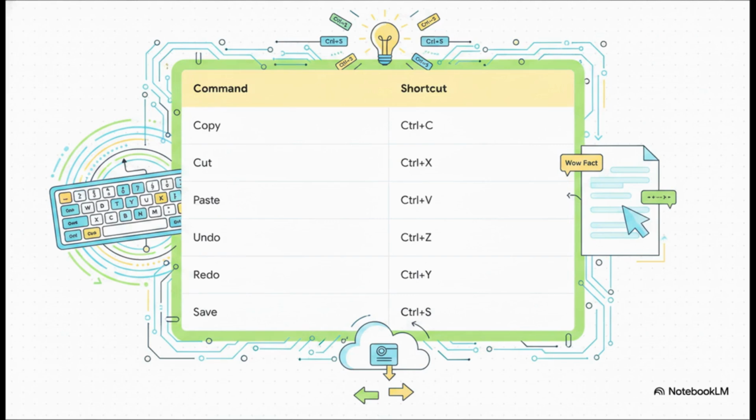Oh, and if you mess up, no worries. Ctrl-Z is your best friend. It's undo, and it instantly reverses whatever you just did. Changed your mind again? Ctrl-Y will redo it. And seriously, please hit Ctrl-S all the time to save your work. Trust me on that one.